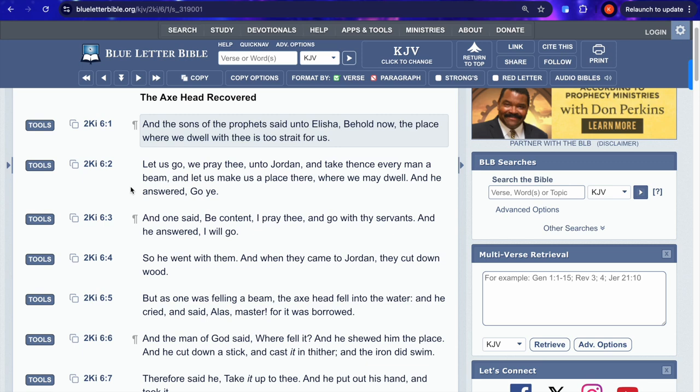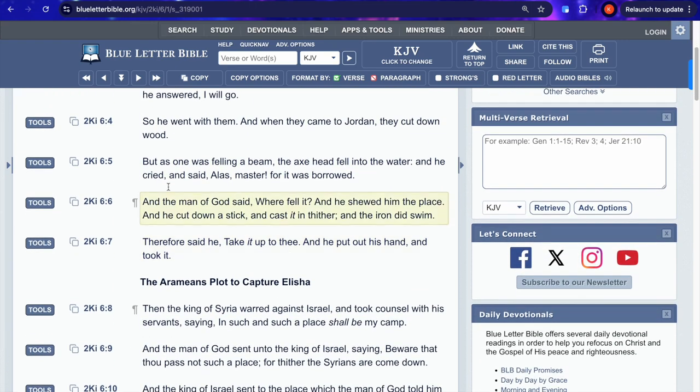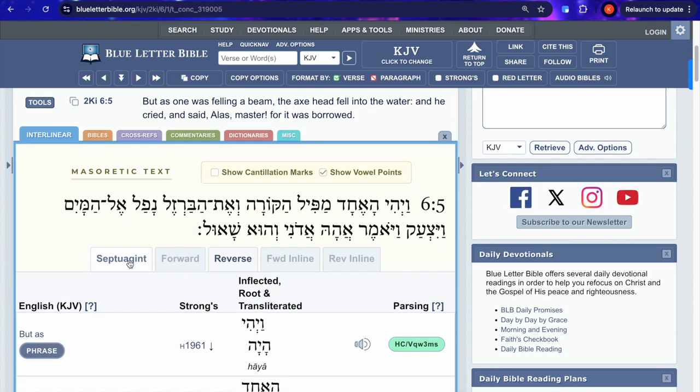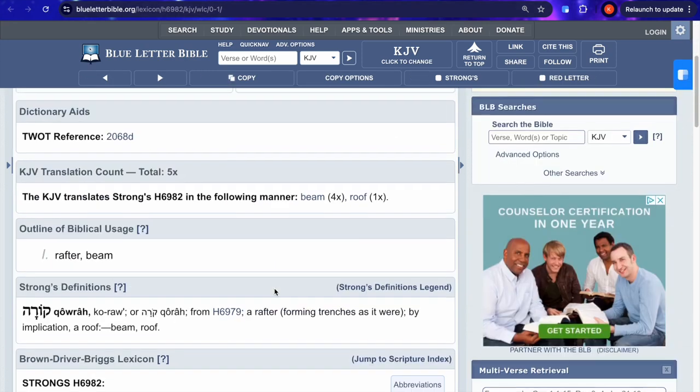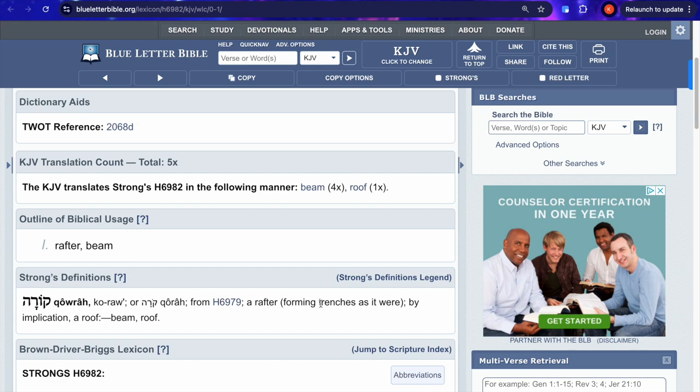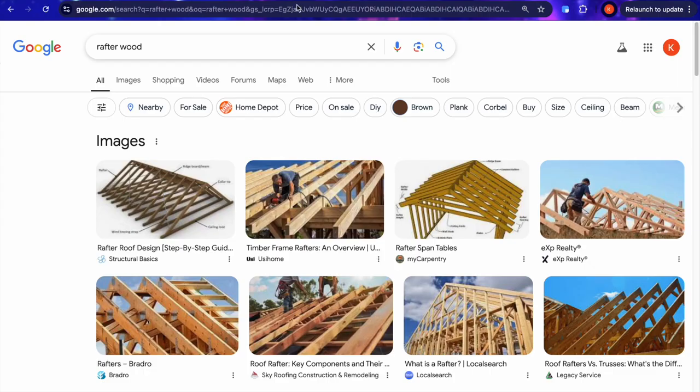So he went with them, and when they came to Jordan, they cut down wood. But as one was felling a beam, the axe and the beam is here it's tree, wood, tree, whatever you want to call it. Let me just type this in here. So as you can see here, rafter, beam, a rafter. Let's see what that looks like here. Rafter, wood. So there you can see some examples there.